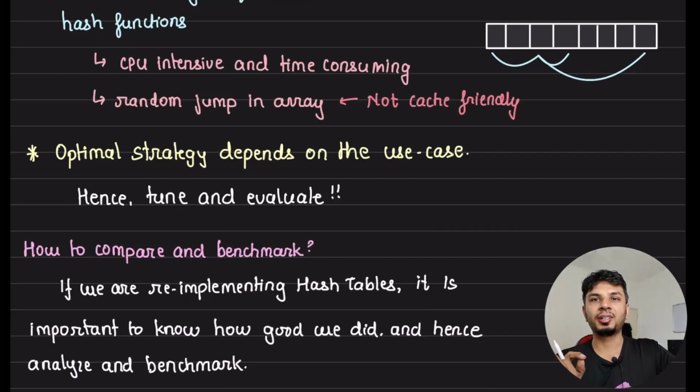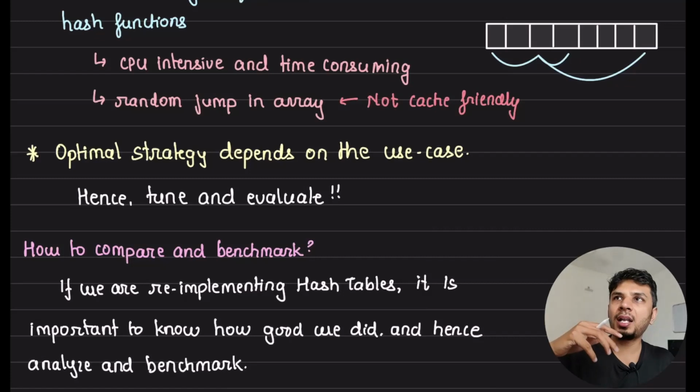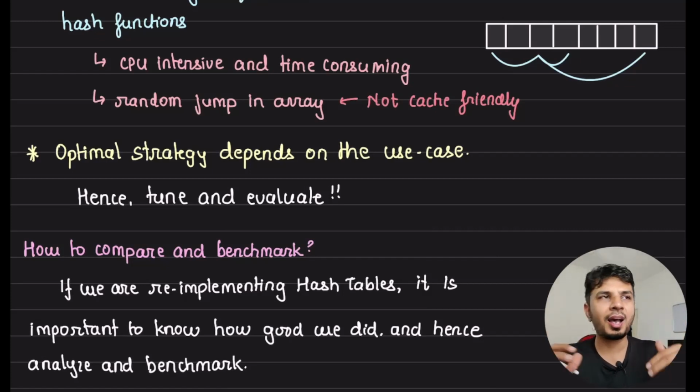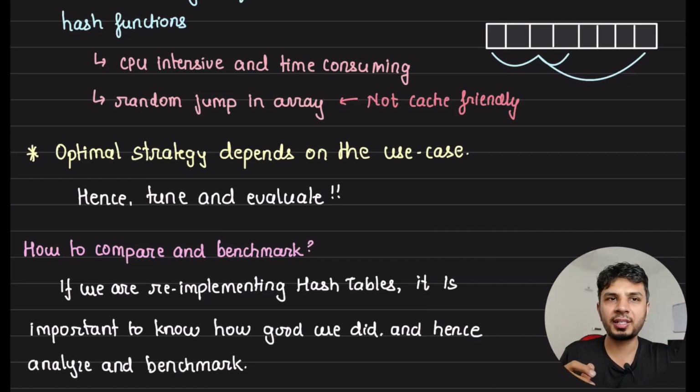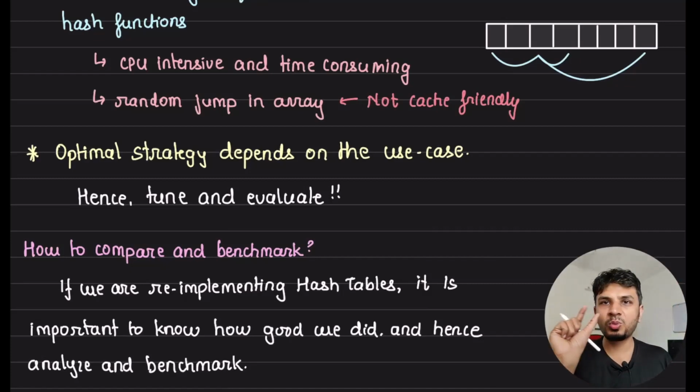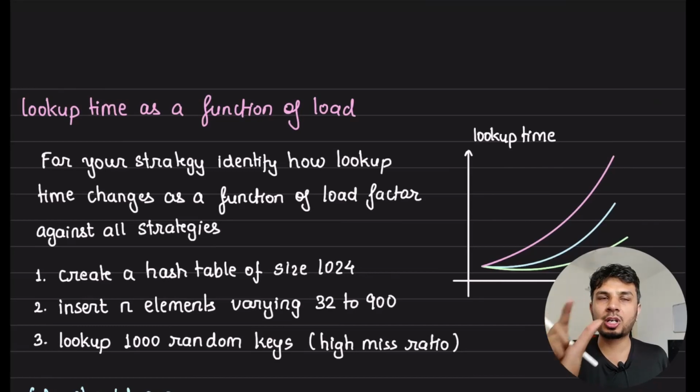Now comes the question, how to compare and benchmark? If you are figuring out a hash table for your use case, or tuning your hash table for the best performance out there, or you are building your own hash table, it is important to understand how good you did, right? How good your implementation is, or how good your tuning is. In either case, there is one thing that you would measure, which is lookup time.